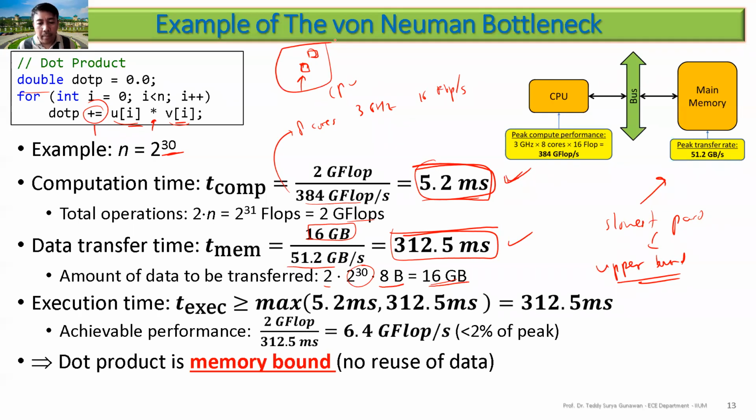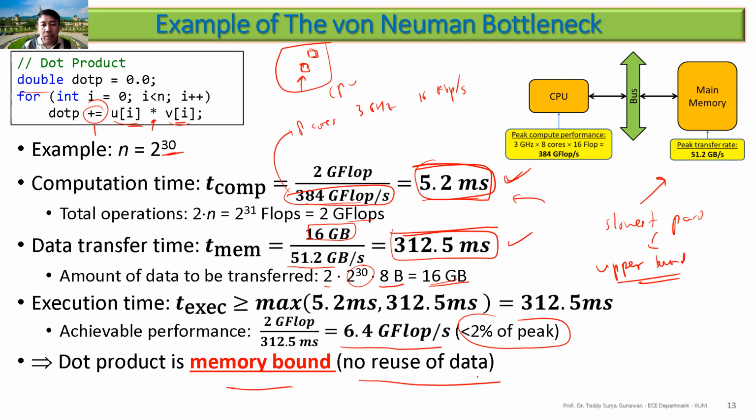running time. So the achievable performance is 6.4 gigaflop per second. This is less than 2% of the peak, which is this one. So because the dot product is memory bound, there is no reuse of data. You can see here, this is the upper bound.